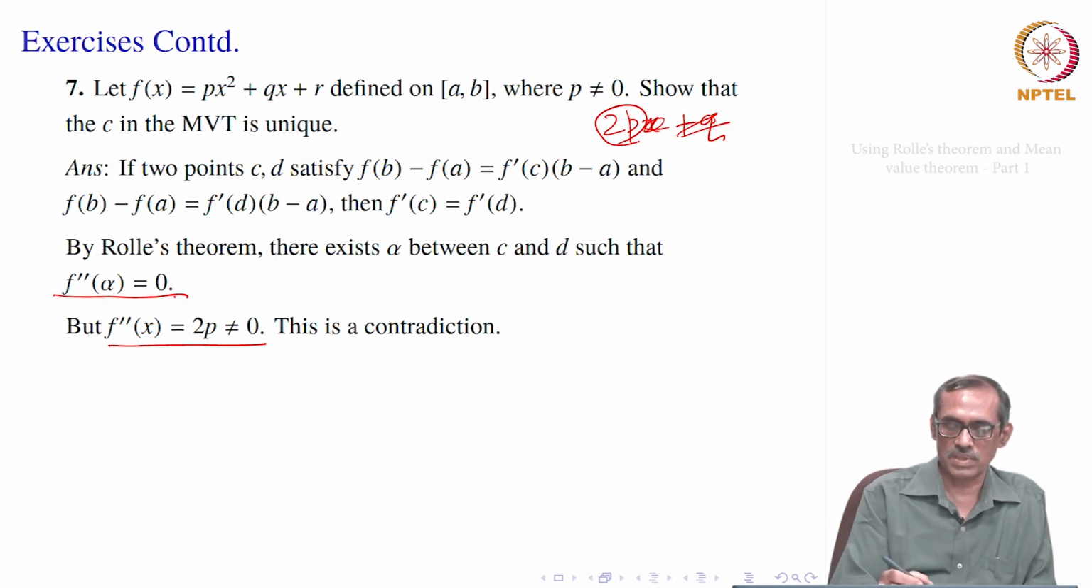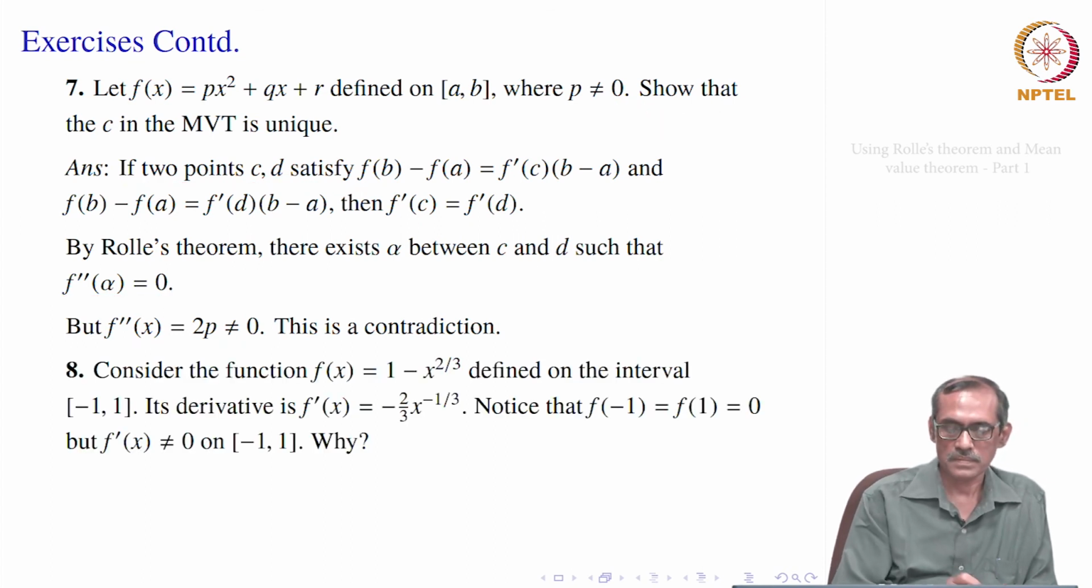So, that means there is something wrong. So, what is the wrong thing? Our extra assumption that between a and b there are at least 2 points c and d, that is wrong. Therefore, c in the mean value theorem is unique.